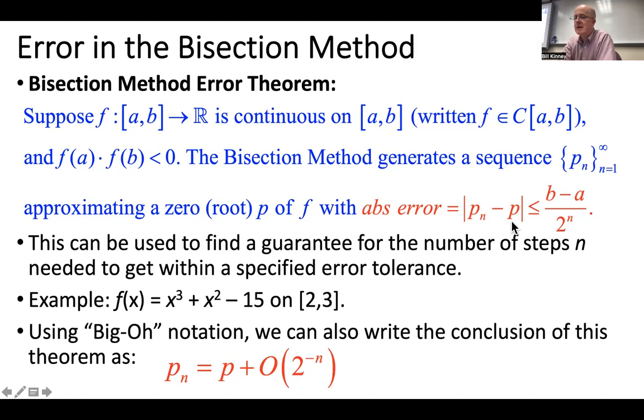The absolute error is less than or equal to some constant that doesn't depend on n divided by 2 to the n, which is the same as that constant times 2 to the negative n. The constant b minus a could be big. If you pick your initial interval from a to b to be big, then b minus a will be big. But that's irrelevant. In the long run, the error goes down with the same kind of speed as 2 to the negative n, which is exponential decay. So you could call it fast convergence, though we will talk about algorithms that are even faster.